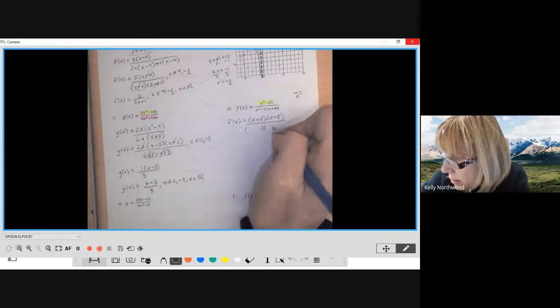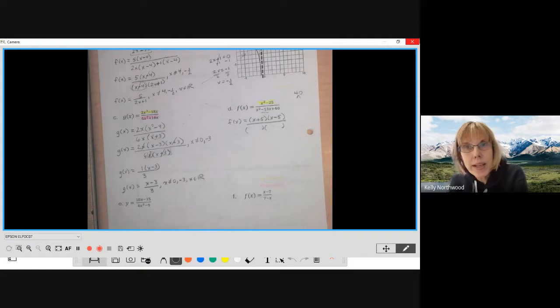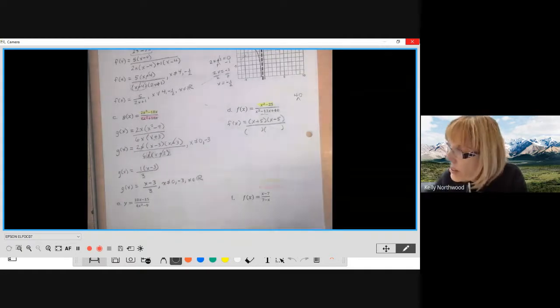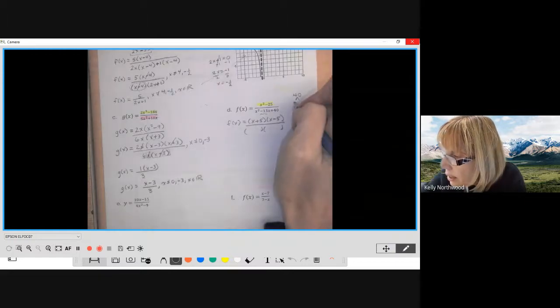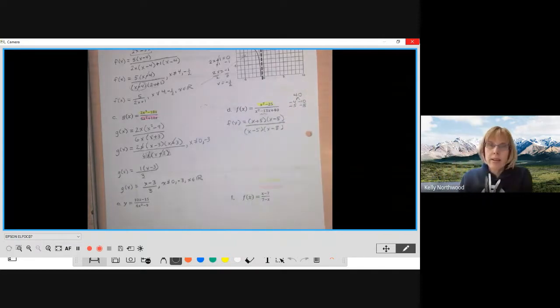So I need 2 numbers that multiply to 40 and add to -13. To multiply to a positive and add to a negative, they're both going to have to be negative. It's not going to be -1 and 40 or -2 and 20. -3 doesn't go in. -4 and -10, nope. -5 and -8, yes. So it's going to be x minus 5 and x minus 8. And then check and make sure the numerator and denominator are both fully factored, and they are.